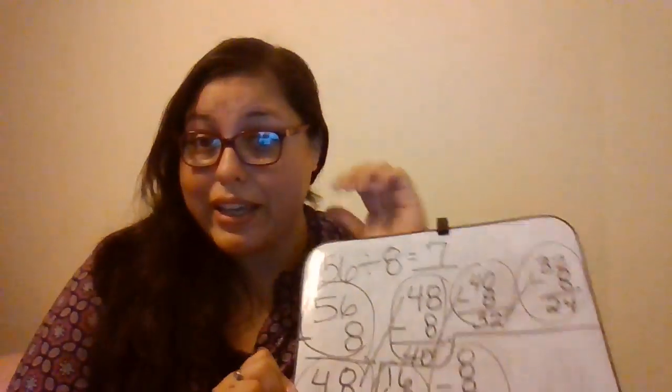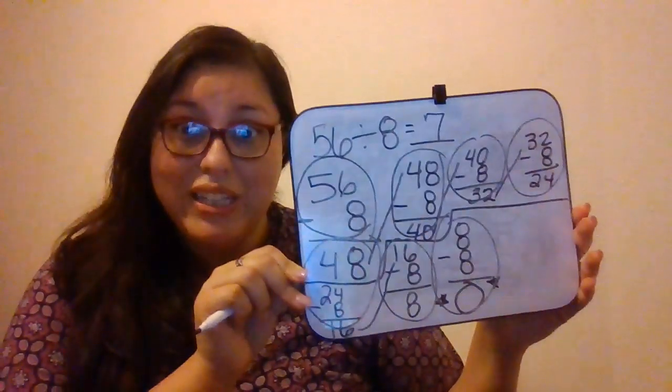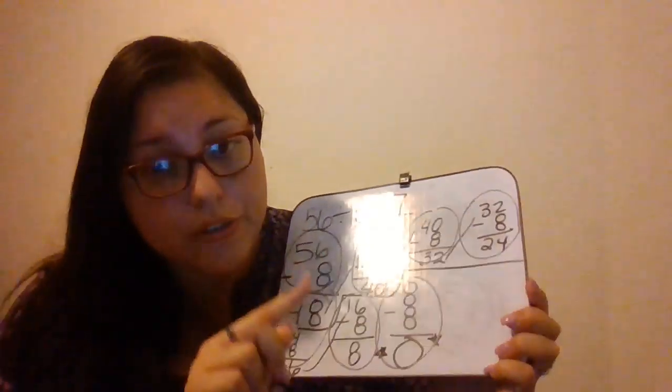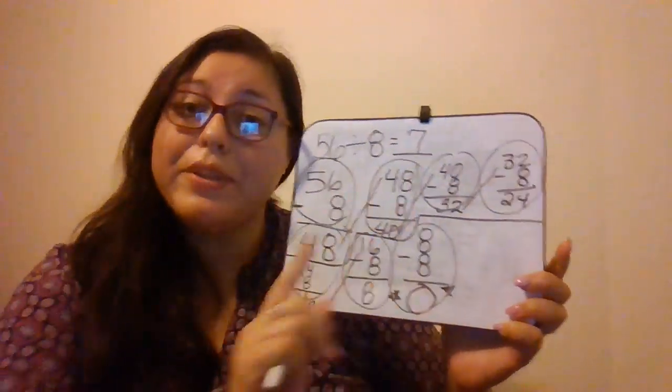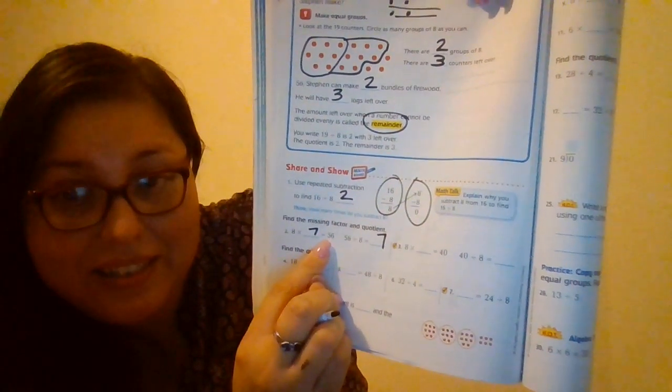So whatever you like, if you like to do this repeated subtraction, do this one. If you like the groups with the circles, do the circles. If you like the array with the lines, do the lines. That's how I want you to do these problems for today. 56 divided by 8 equals 7. That's the one we did right now. So I know 8 times 7 equals 56.